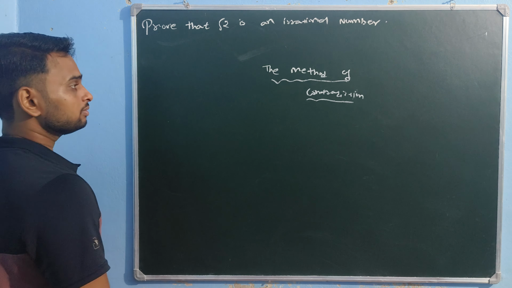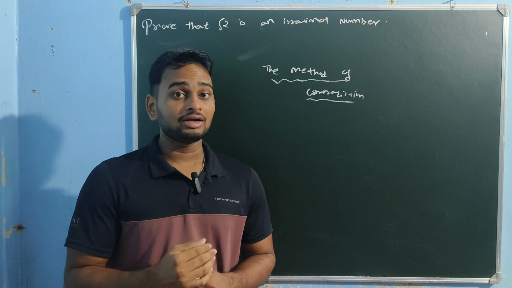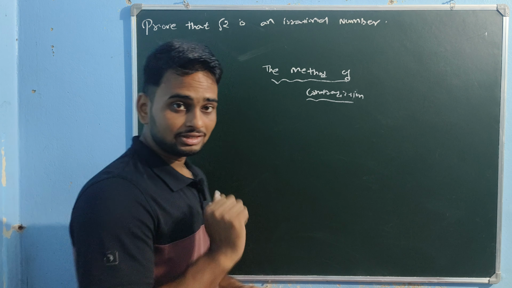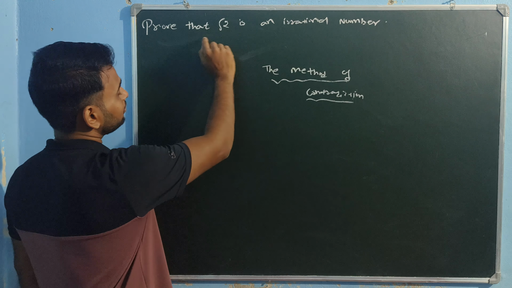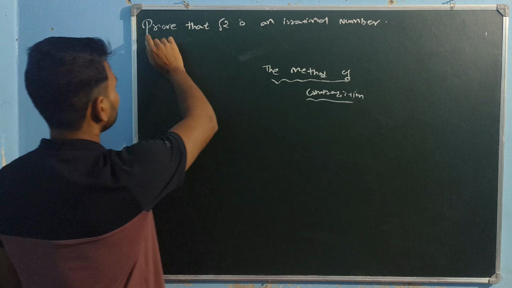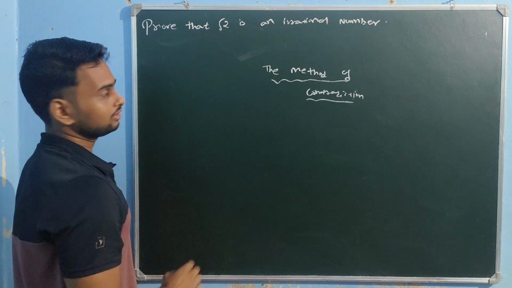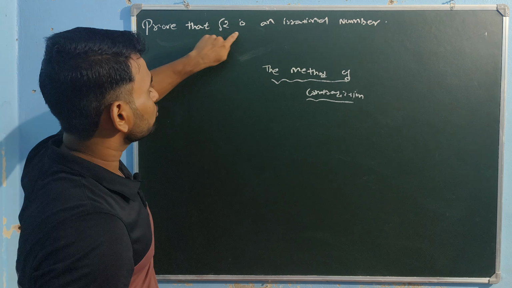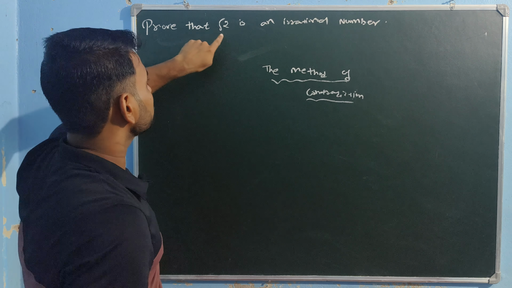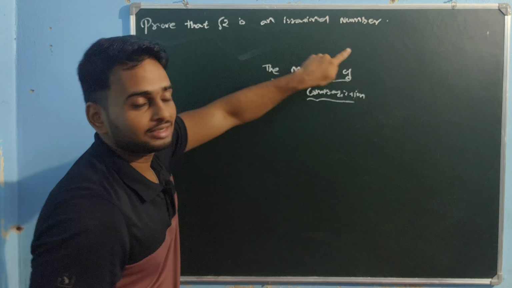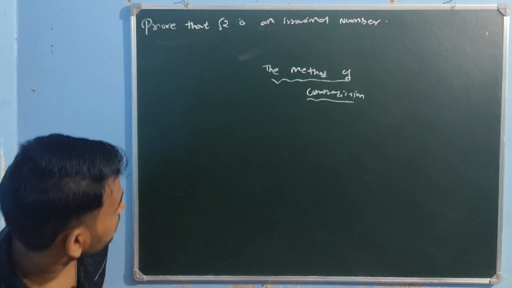Method of contradiction is a process in which we assume a statement that contradicts our statement. Our statement is given that root 2 is an irrational number. So we assume a statement which contradicts it. That means we assume that root 2 is a rational number. Clear? The method of contradiction is that process. So let us see.